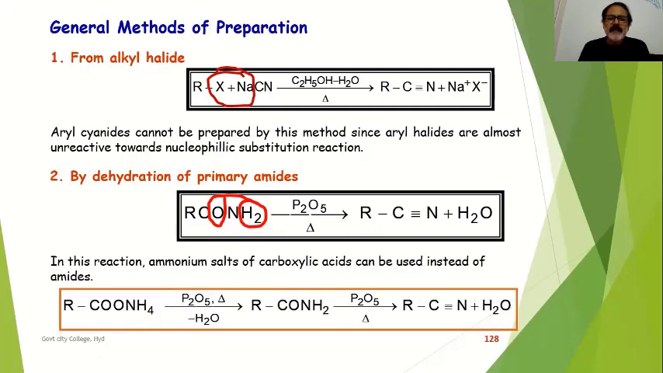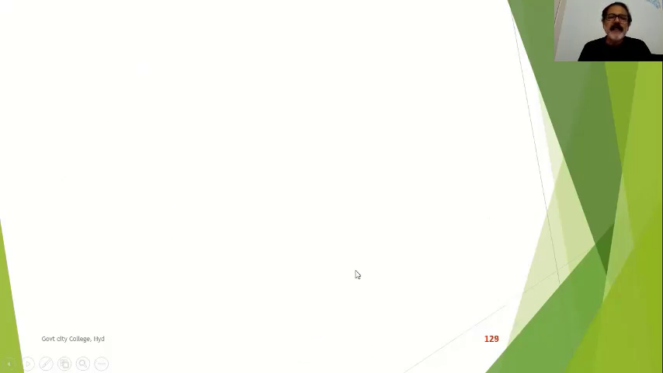There is one more similar method. Instead of using the amide, we can use an ammonium salt. When a carboxylic acid reacts with ammonia, you get a salt. This salt can also be used to prepare cyanides. It is a similar reaction, only the starting material is different: we take the ammonium salt of a carboxylic acid. Water is removed using phosphorus pentoxide on heating. Initially you get an amide, and this amide further gives cyanides. So it is the same dehydration reaction.